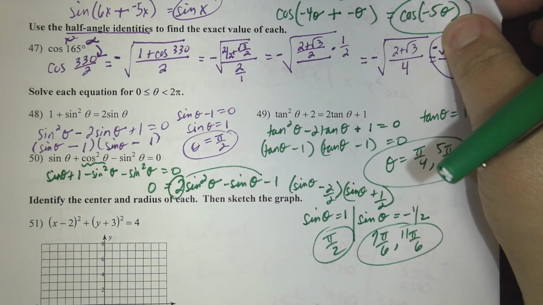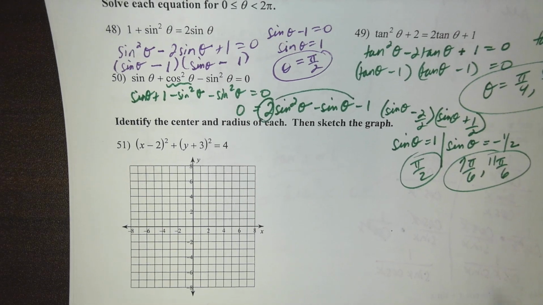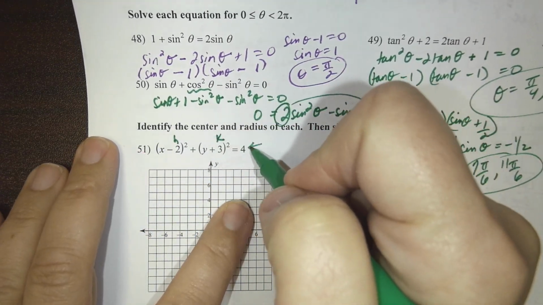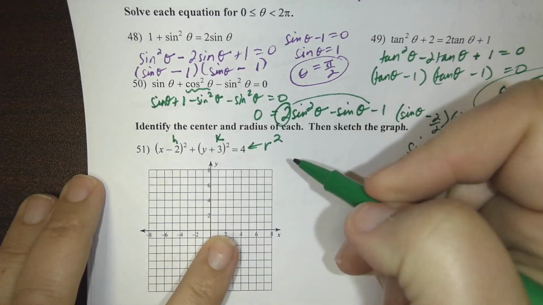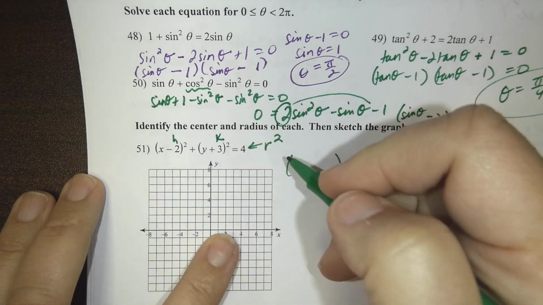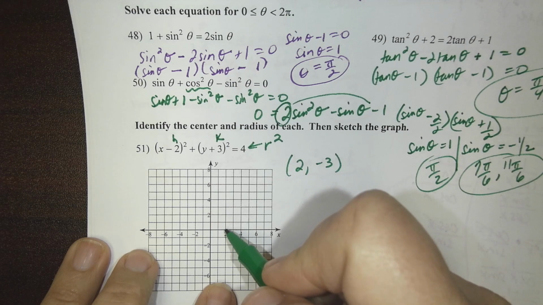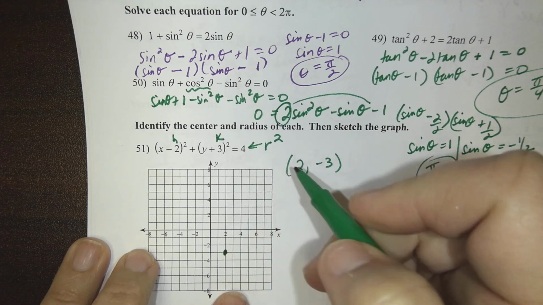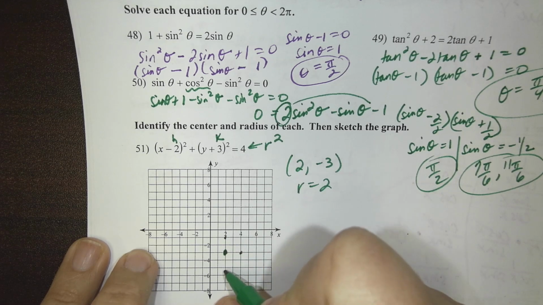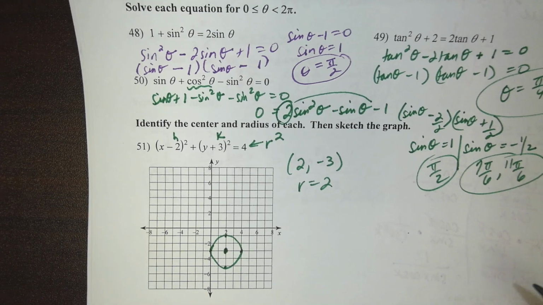All right, now we're into conics. Identify the center and radius of each. Remember, this is your h and your k, and this is your radius, but it's being squared. So my hk, when I take it out of this standard version right here, I'm going to change the sign to 2, negative 3. So my center is at 2, negative 3. My radius is 2, because 2 squared is 4. So I'm going to go up 2, over 2, down 2, left 2. And there's my circle.